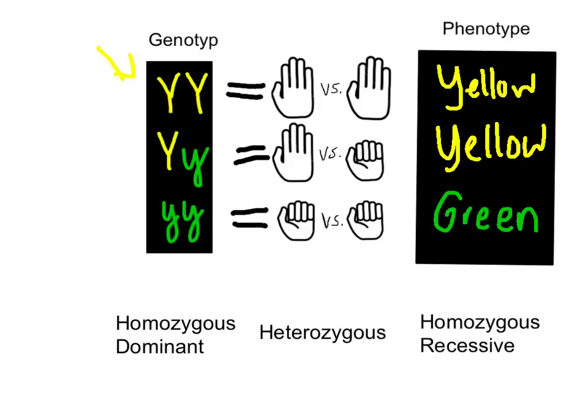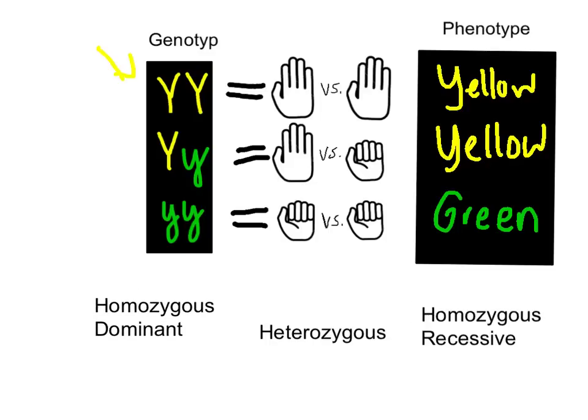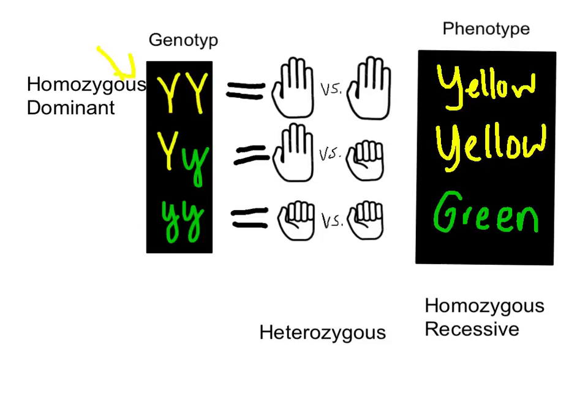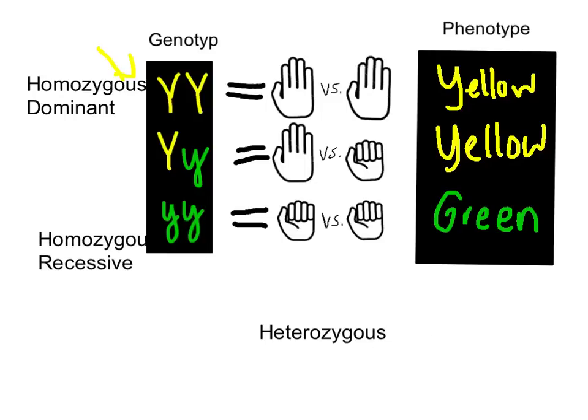Alright, so really quickly, some vocabulary words. If you have a genotype with two of the same alleles, it is going to either be homozygous dominant or homozygous recessive. If the two alleles are dominant, so the big Y, or the yellow, then it is going to be homozygous dominant. If the genotype contains the two alleles that are both recessive, that means that it's going to be homozygous recessive.